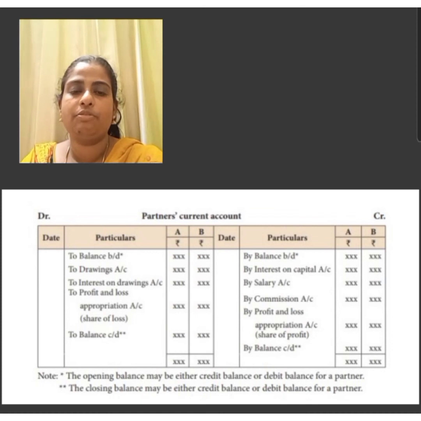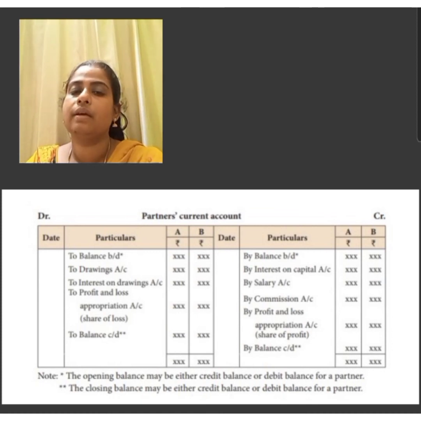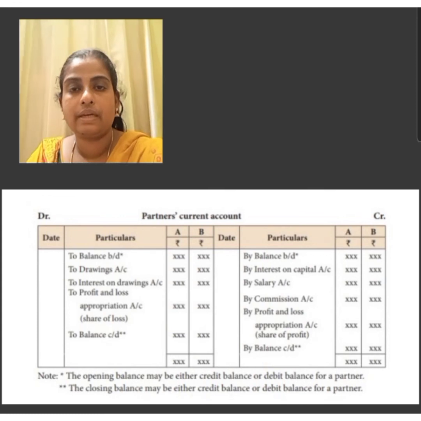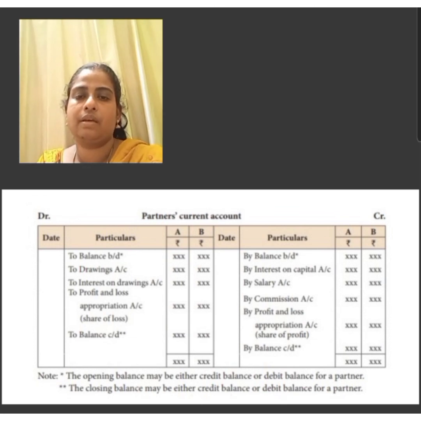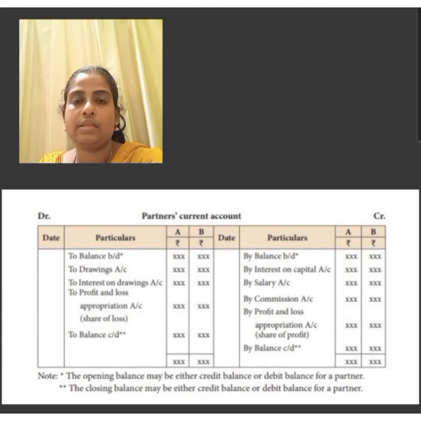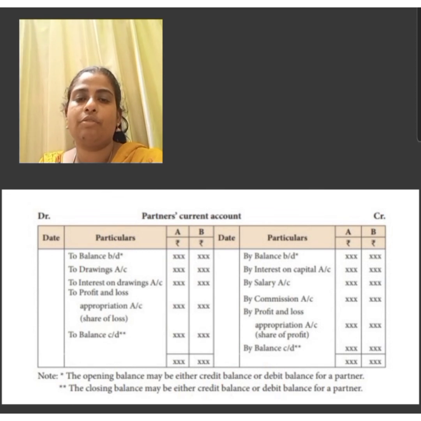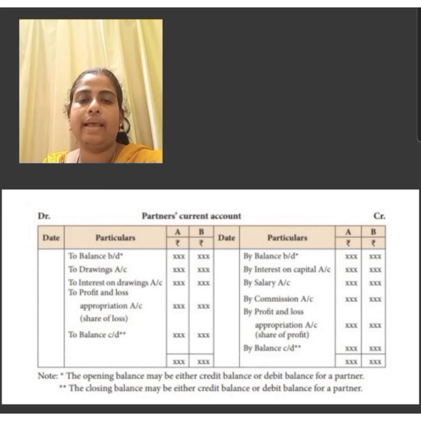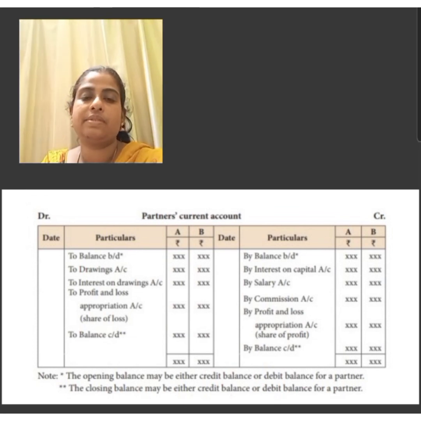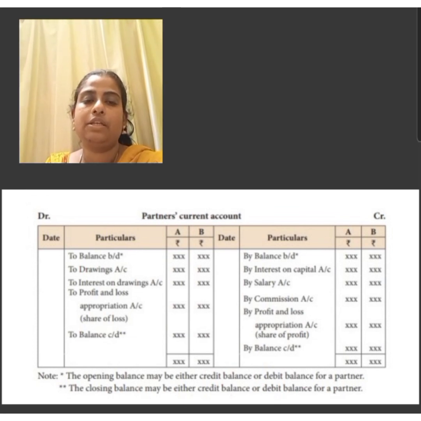This is the format of the partner's current account. It may show the opening balance on the debit side or credit side. Then on the debit side, enter all the expenses, that is drawings, to drawings account, to interest on drawings account, to profit and loss appropriation account, that is the share of loss. Then on the credit side, enter the opening balance. Then enter interest on capital. Then enter salary, commission, then share of profit. Then find out the closing balance.